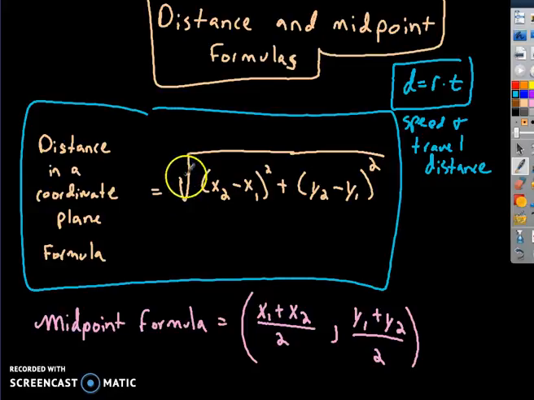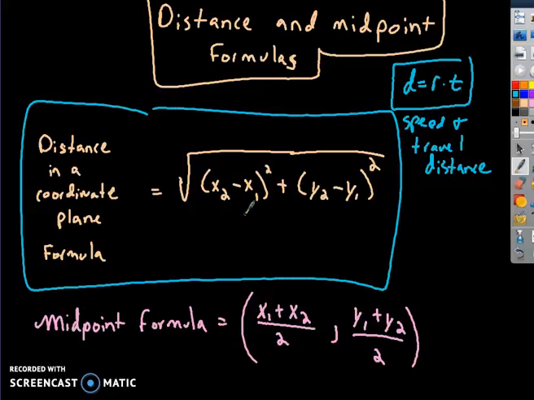It's basically the square root of x sub 2 subtract x sub 1, quantity squared, plus y sub 2 subtract y sub 1, quantity squared. If you get those two quantities added together, you square root that. That's derived from the Pythagorean theorem. We're going to talk about how it's derived from the Pythagorean theorem in just a minute.